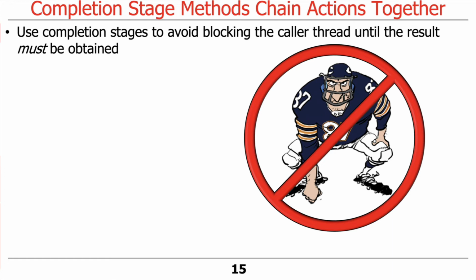Using completion stages is done to avoid blocking the caller thread, the initiating caller thread, until the result must be obtained. So the idea here is we're going to set the wheels in motion by using factory methods like supplyAsync that will start computations running asynchronously. The caller thread, the one that invokes the supplyAsync call, doesn't need to wait around for the completions to finish. It can go on its merry way and do whatever it feels like.